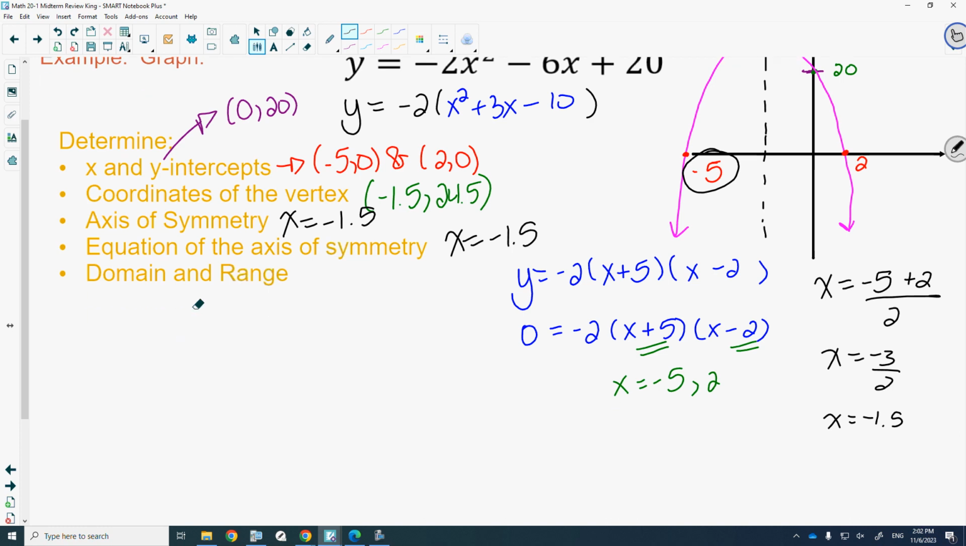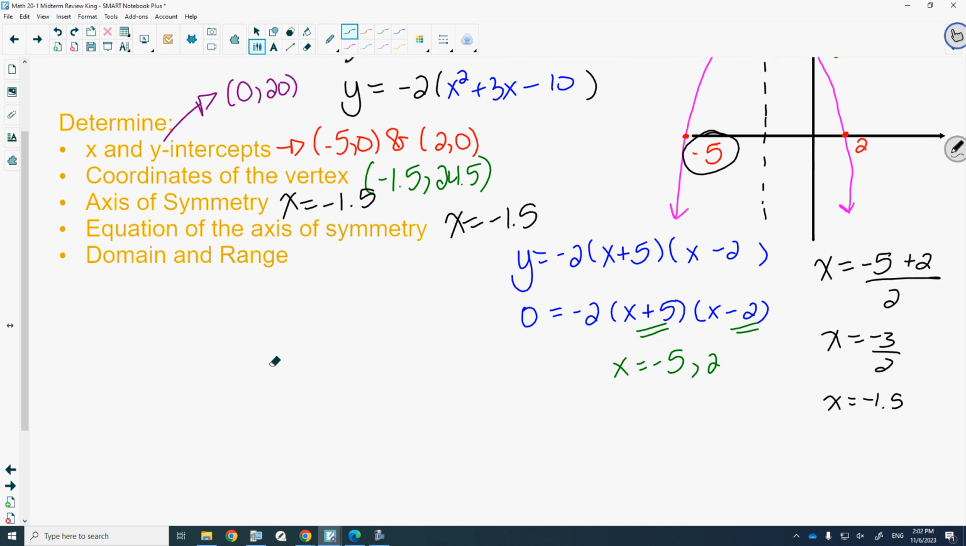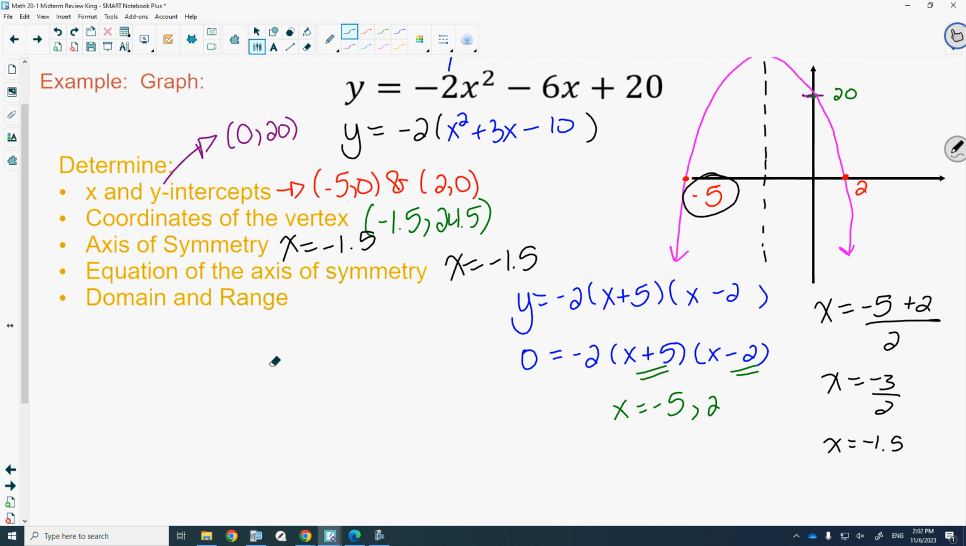Okay, domain and range. We'll do both interval notation and set builder notation. The domain of this graph goes to positive infinity and to negative infinity. In set builder notation, x is such that x belongs to the element of real numbers. In interval notation, the domain, our x's, go from negative infinity to positive infinity.